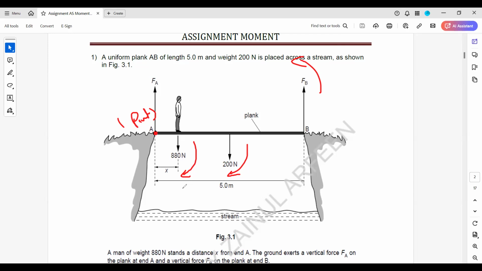So what is this one? It will be 800 into X. What is this one? 200 into 2.5. Why 2.5? Because the total length is 5, so the half will be 2.5, and they mention it's a uniform plank.